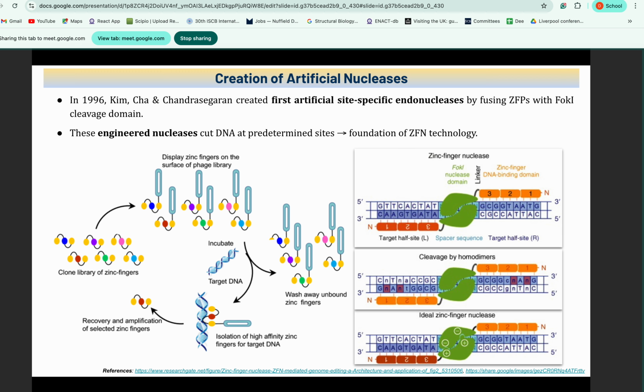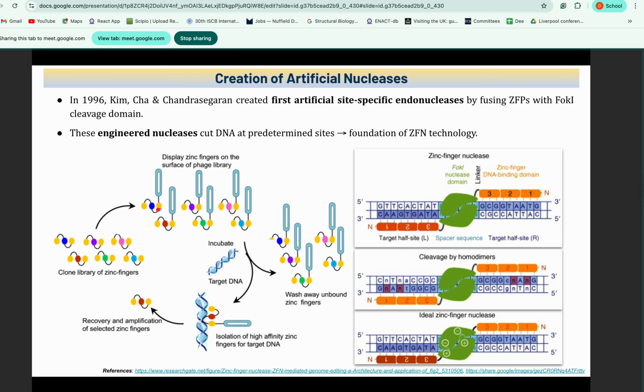We can insert our gene of interest, we can disrupt the gene which is already present, or multiple things can be done. We can correct the gene which was previously defective. Yeah, and this shows the same. So this shows the process of how we can design the artificial nucleases.